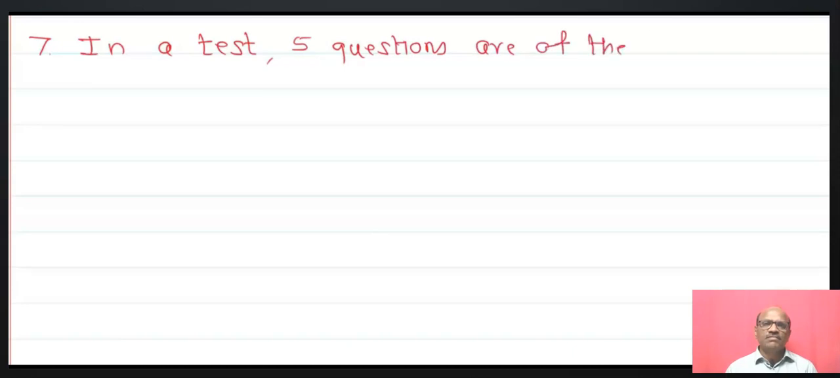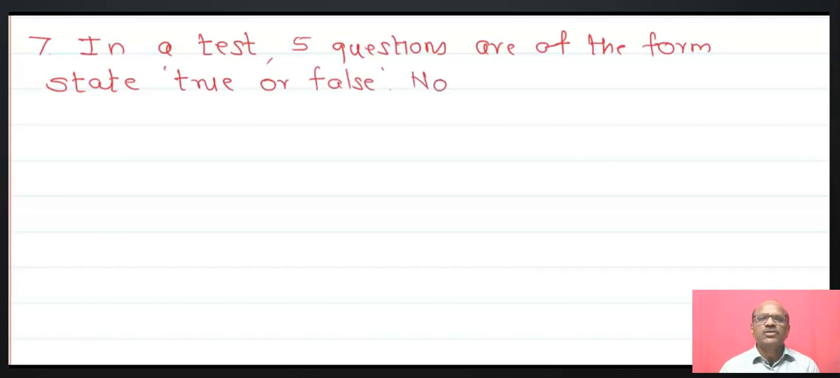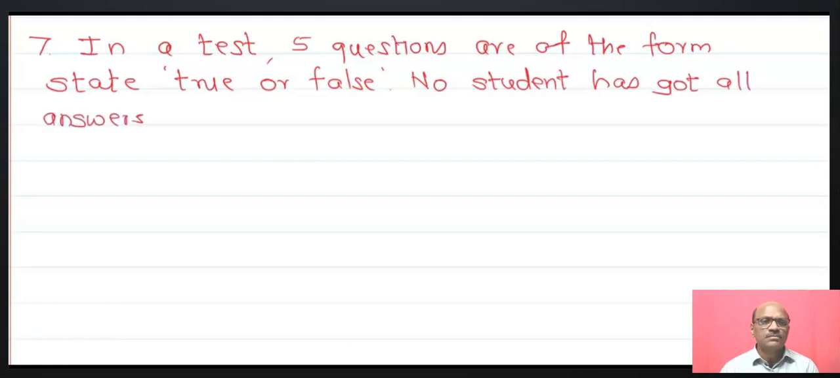Question number 7. In a test, 5 questions are of the form state true or false. No student has got all answers correct.